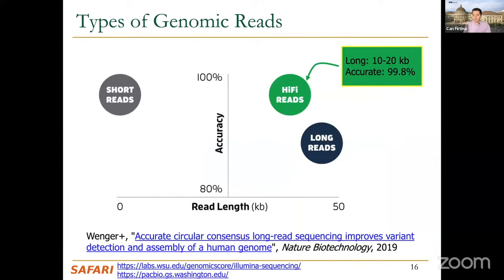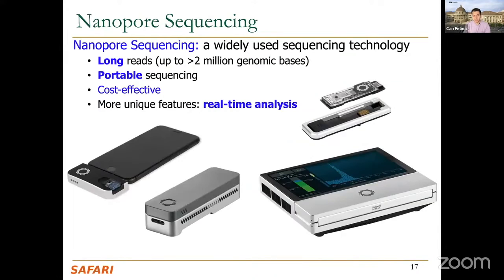But again, they have different trade-offs. Some may be generating short reads, but they can be accurate. Some others may be generating long reads, but they can be slightly less accurate and so on. So we're going to be covering these trade-offs. But let's start with one of the sequencing technologies, which is Nanopore sequencing.